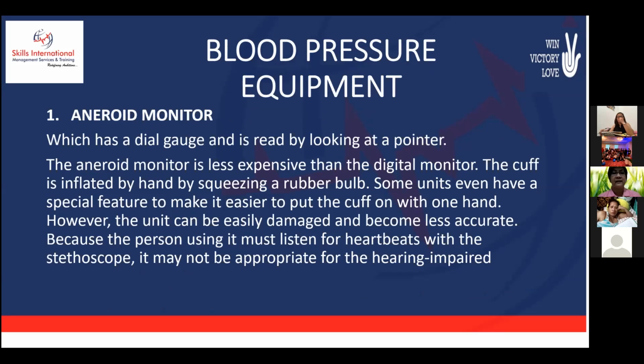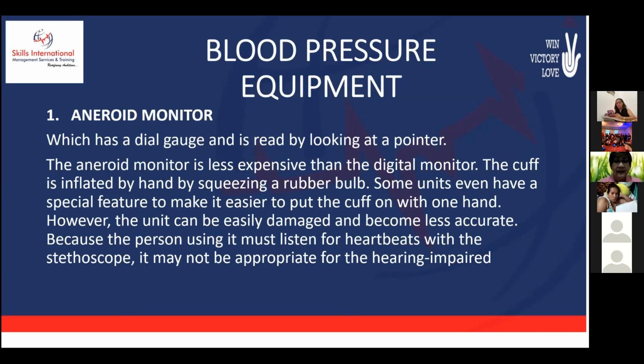May mga equipment tayo na ginagamit sa ating pagkuha ng blood pressure. Meron tayong number 1, ang aneroid monitor, which has a dial gauge and is read by looking at the pointer. So makikita nyo mamaya, merong pointer ito, pag tumataas yung blood pressure mo, tumataas yung pointer. So the aneroid is less expensive than the digital monitor. Mas mura ito. So the cuff is inflated by hand by squeezing a rubber bulb.